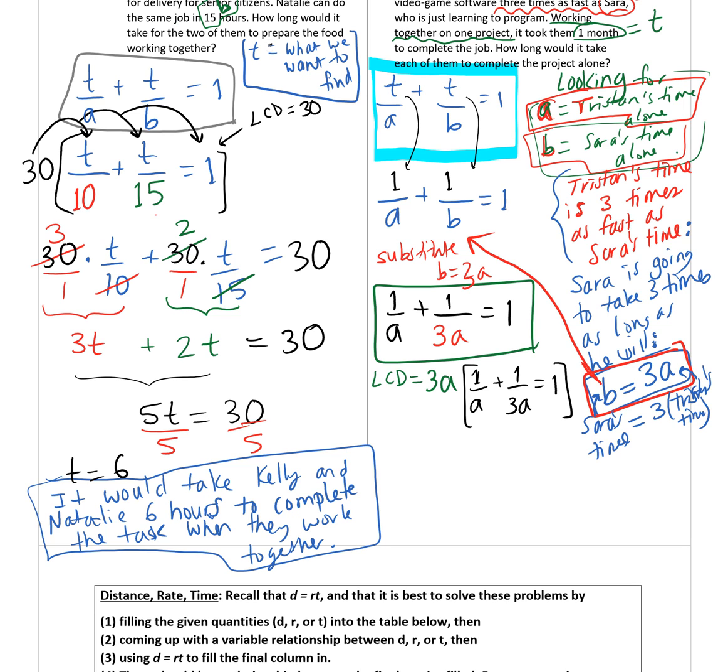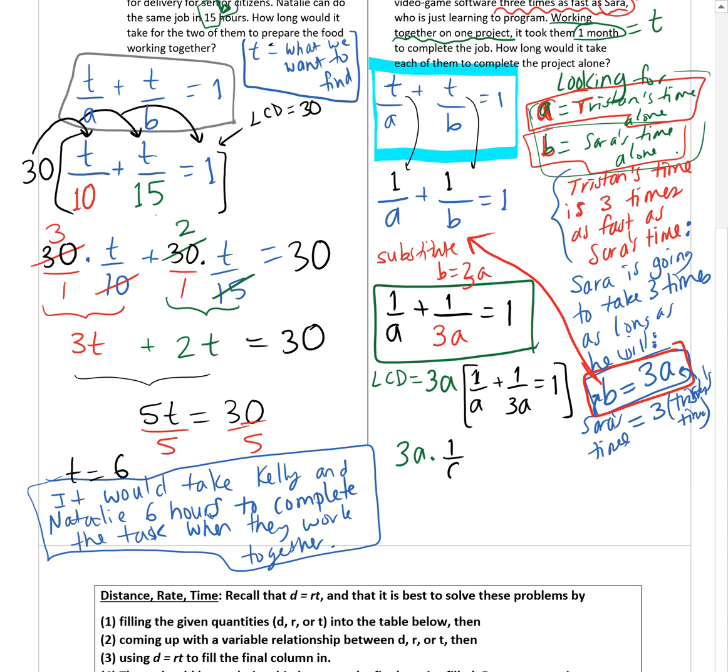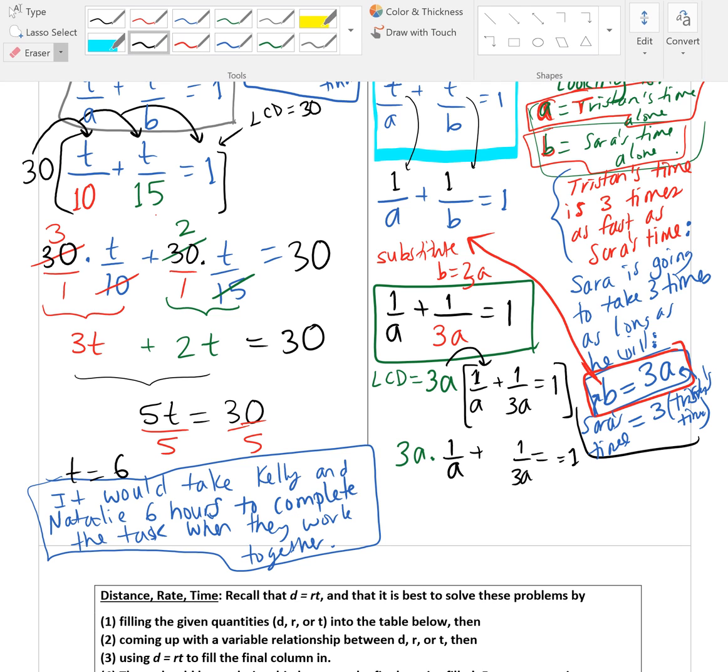Okay. Let's see. Just to be safe, you don't have to do this if you can see what cancels like we talked about before. This step is kind of not necessary if you can see what cancels. You can skip this step. But I'm first multiplying 3A by 1 over A, then 3A by 1 over 3A, and then 3A times 1. Alright, let me fill those in there.